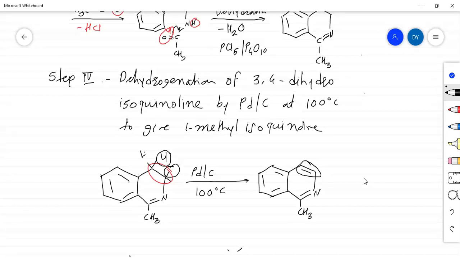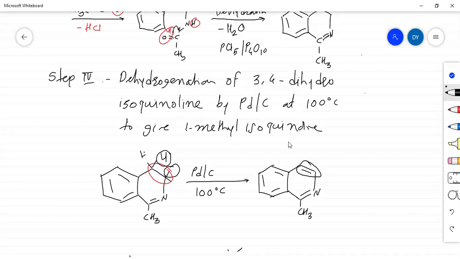So if hydrogen atoms attach in the reaction, then a double bond is converted into a single bond. Okay? And if you remove hydrogen atoms from that carbon-carbon single bond, we get a carbon-carbon double bond. That is a very simple step. Okay, so here we get 1-methyl isoquinoline.